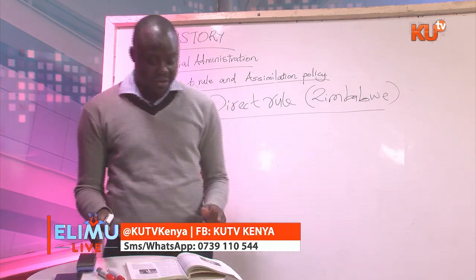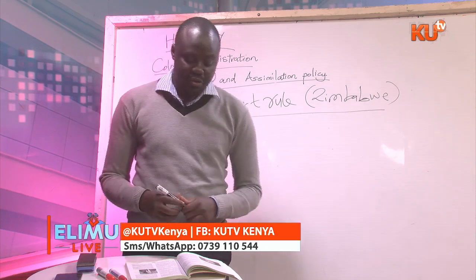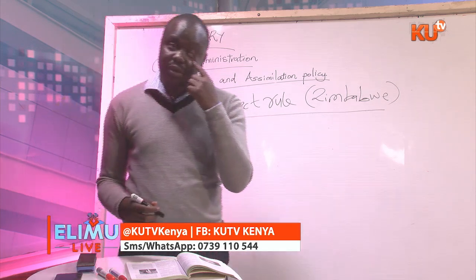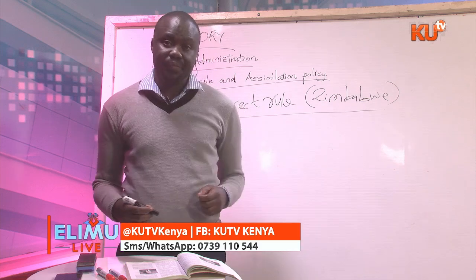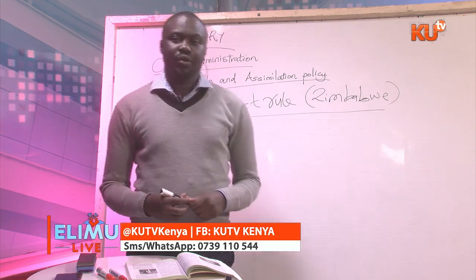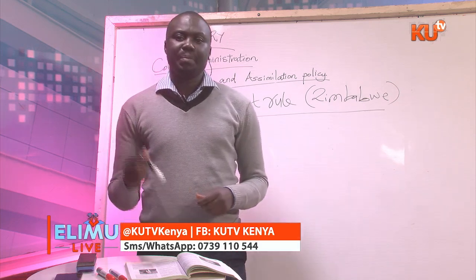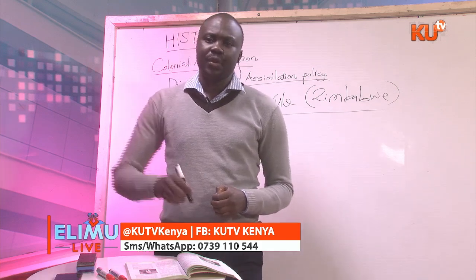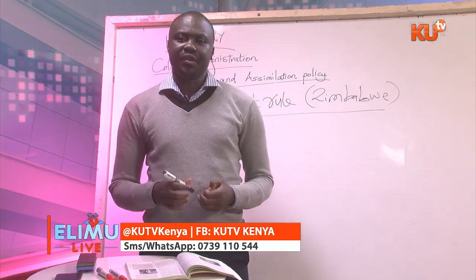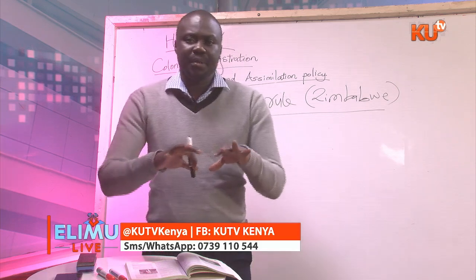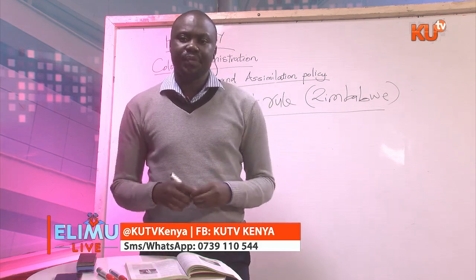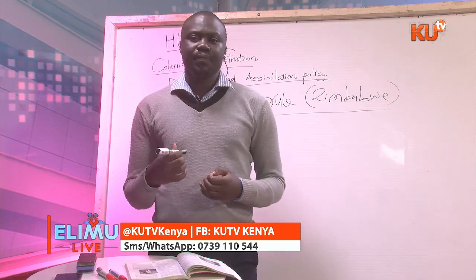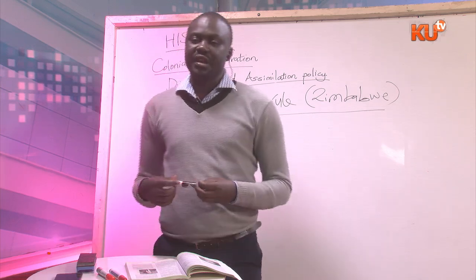So I'll start with direct rule in southern Rhodesia, or what is known as Zimbabwe. Up until 1899, Zimbabwe, or southern Rhodesia, used to be part of the central colonies of Britain. So they formed the spheres of the British Central African colonies. But again, company rule was also administered in this part.